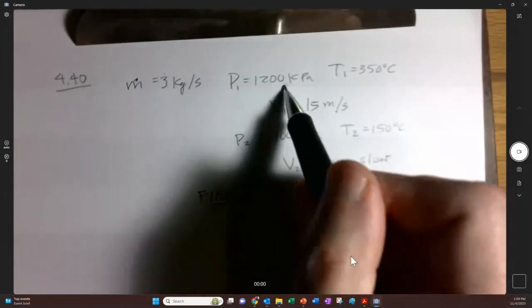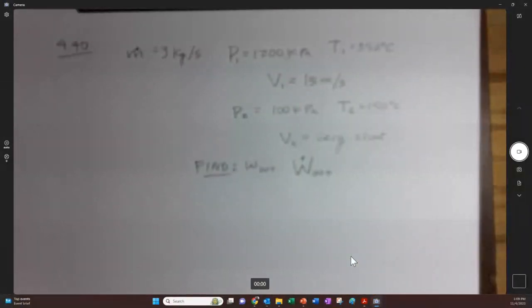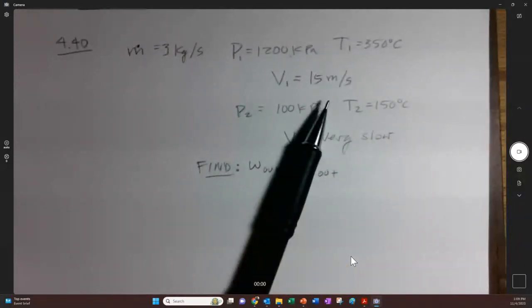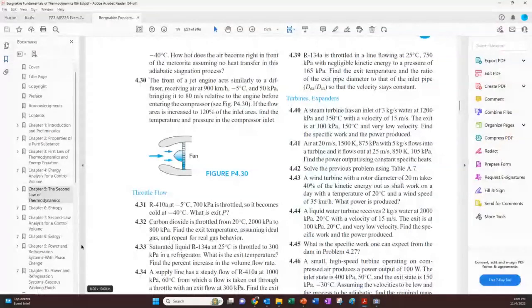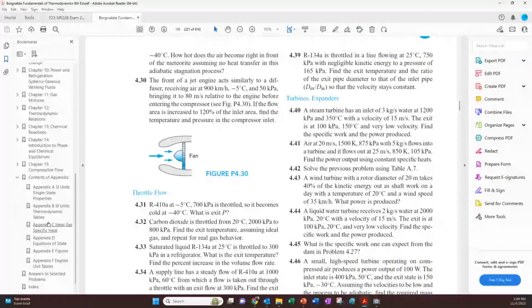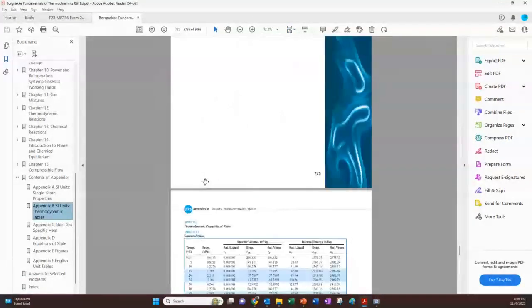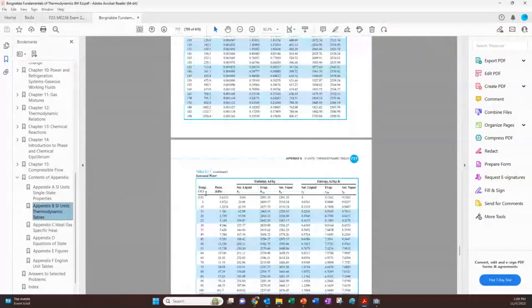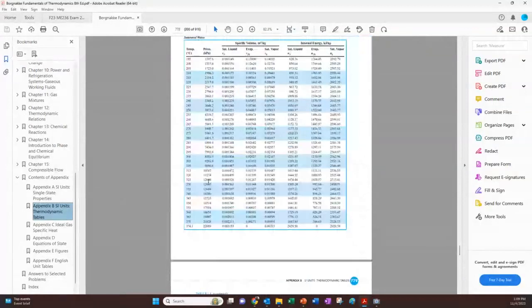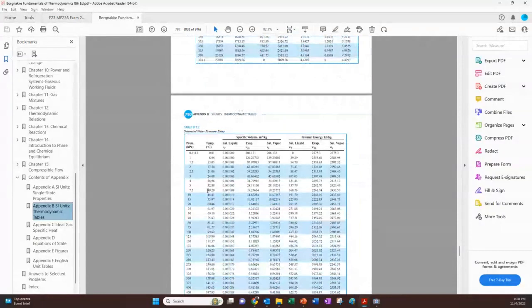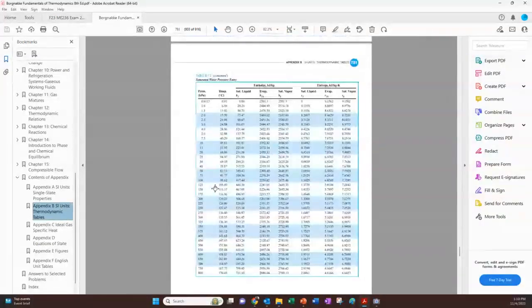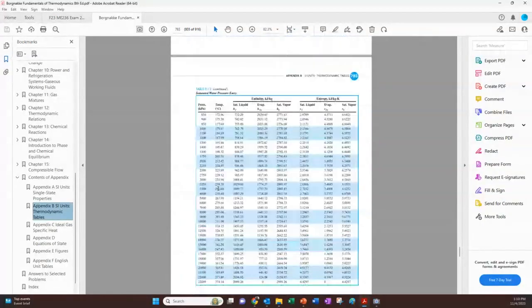So we should probably look these up in the steam tables in the back of the book. Sometimes it needs to see something to be able to focus. So here we go. This is the 8th edition, and the inlet conditions should be superheated. We could check if we wanted to, but I'm pretty sure. So where are we superheated?